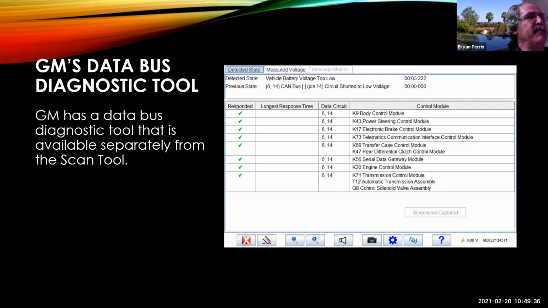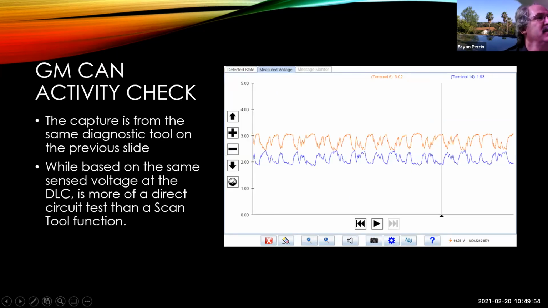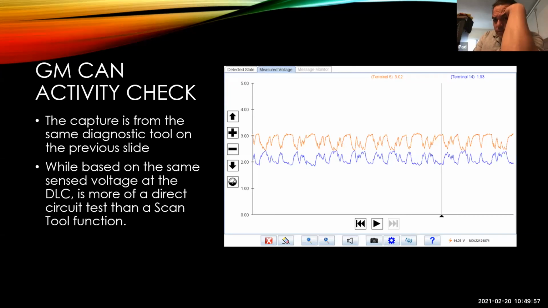So GM has a data bus diagnostic tool that's available separately from the scan tool, but it's actually part of the same package. It's able to measure the voltage at the DLC, so I can get a waveform like this. This is a capture from the same diagnostic tool based on the sensed voltage at the DLC. So this is more of a direct circuit check than a scan tool. It's not quite what I see with a lab scope, but it's fairly close.